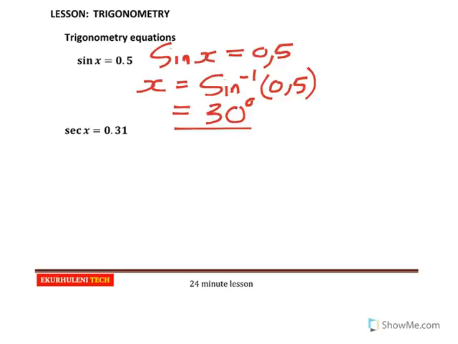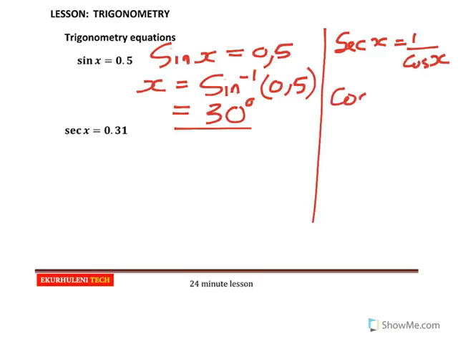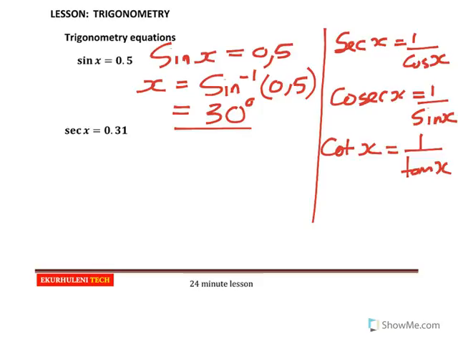There is another one. They are using sec x. Now what is sec x? To remind you again, remember, sec x is equal to 1 over cos x. Cosec x is equal to 1 over sine x, and cot x is equal to 1 over tan x. These you must always remember. Sec x is 1 over cos, cosec x is 1 over sine, cot is 1 over tan.